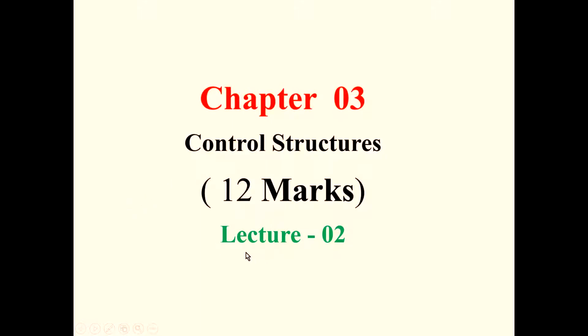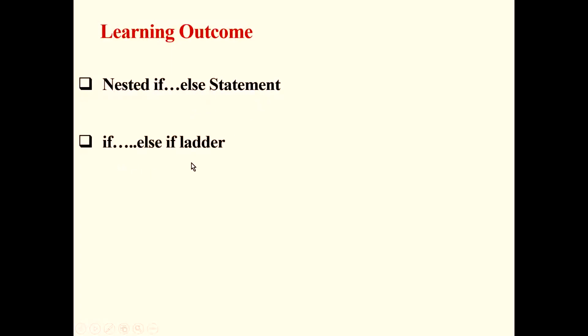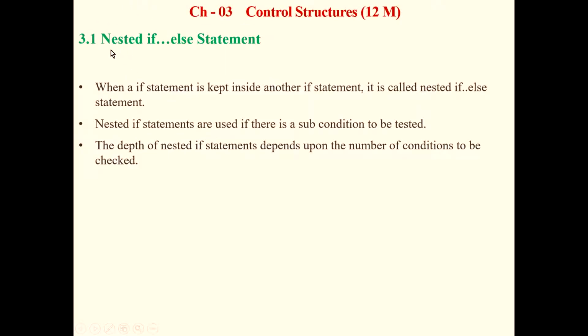Today is our second lecture of chapter control structure. Okay, so let's start with the learning outcome of today's video. First we see the nested if-else statement and then we see the if-else if ladder. These are the two learning outcomes of today's video. In the last lecture we saw the if and if-else statements, which are decision making statements. So let's see first, the nested if-else statement.